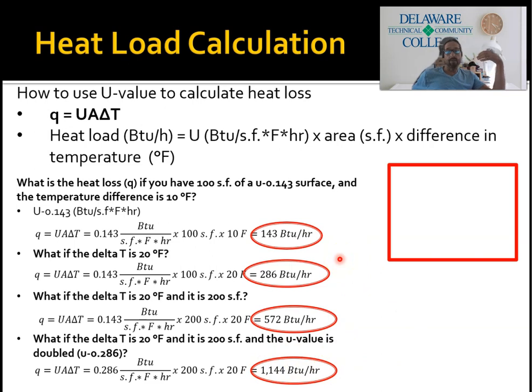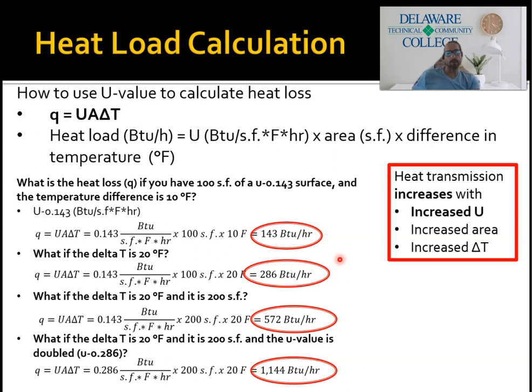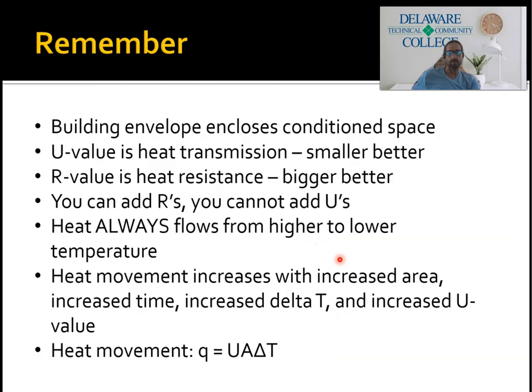Right, so this formula is used all the time in building science. And this is something that we will use in class and get some practice with. And again, just as a general rule, heat transmission is going to increase with increased U, increased area, and increased delta T. Okay, so that was a lot, so let's summarize.